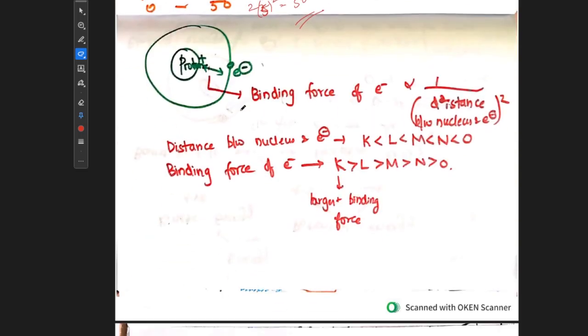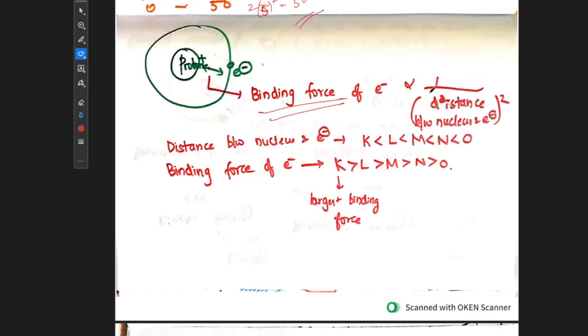So one important thing that you have to learn about is the binding force. The binding force is the energy or the attraction between the proton and the electron. The force with which the electron attracts the proton is called the binding force.